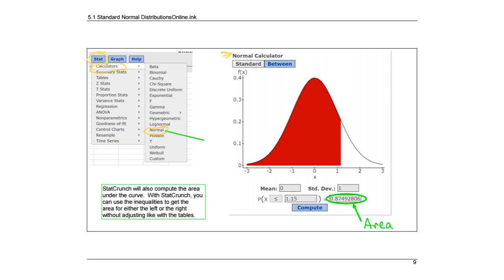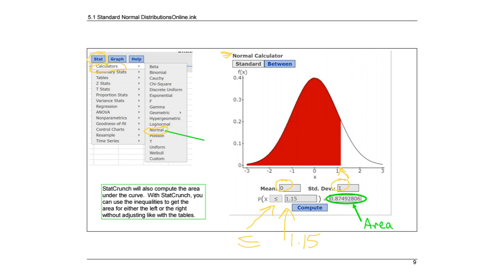And then we want to make sure that the mean is 0 and the standard deviation is 1, unless they've given us the mean or standard deviation. We'll get to that later in the week. So right now we want 0 and 1, and then we're going to tell the StatCrunch which way we want to go. We want to go to the left. Therefore, we're going to use a less than or equal to sign. And remember, the problem gave us a z-score of 1.15. So basically what this is telling me is that I want all the area to the left of 1.15, which is sitting right here.